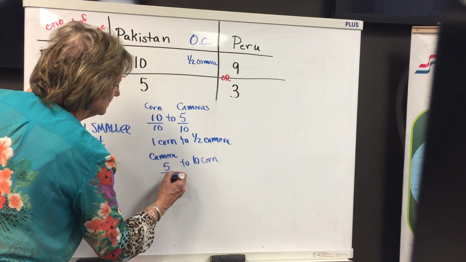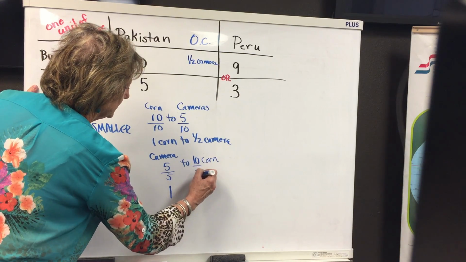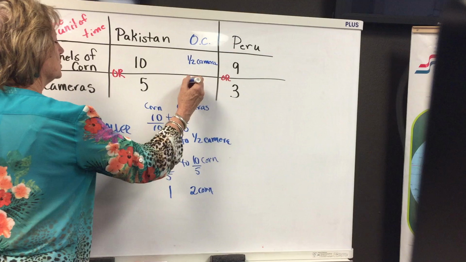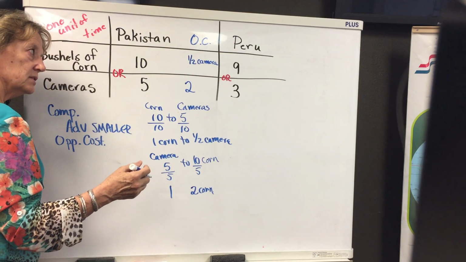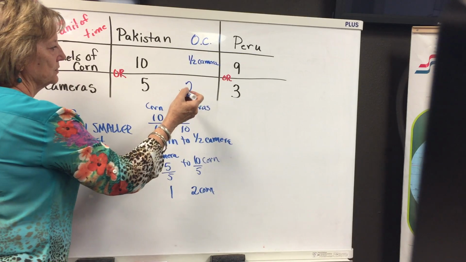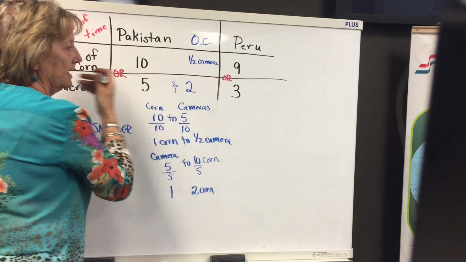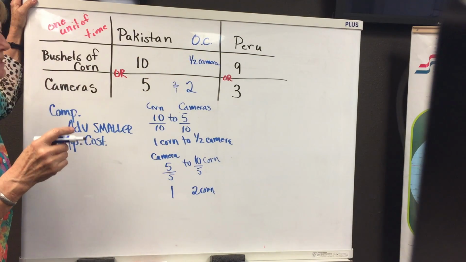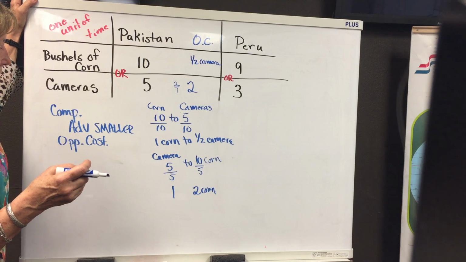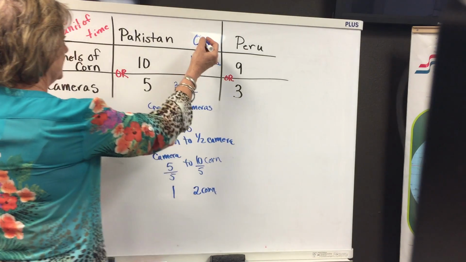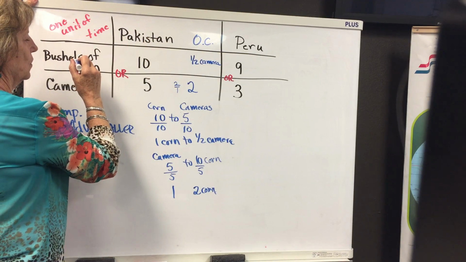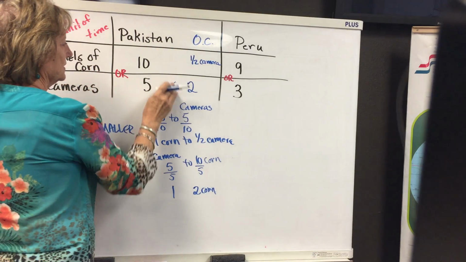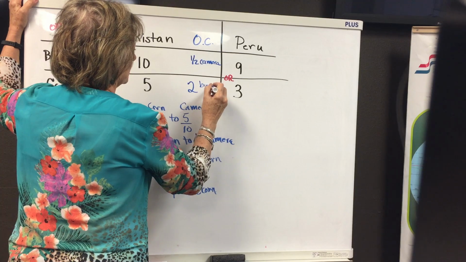Again, we want this ratio to be 1 camera, so we divide both of these by 5 and we get 2 bushels of corn. So I'm going to put 2 right here. And if you haven't noticed, these are called reciprocals. 2 can be written as 2 over 1, and if you've done these correctly, then the opportunity costs are going to be reciprocals. So far we have that the opportunity cost for 1 bushel of corn is 1/2 of a camera, and the opportunity cost for 1 camera is 2 bushels of corn.